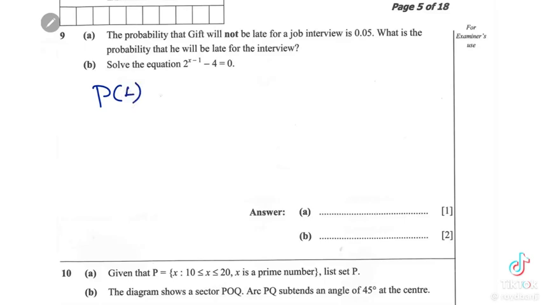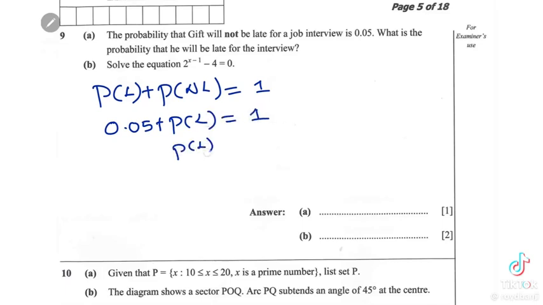Let me start with late for interview plus probability of not late should equal to 1. Probability is always equal to 1. So since we are given the probability of Gift will not be late, we can say 0.05 plus the probability of late is equal to 1. So probability of late is equal to 1 minus 0.05. And this is going to give us 0.95. So the first answer here is 0.95. Confirm. That is the A.